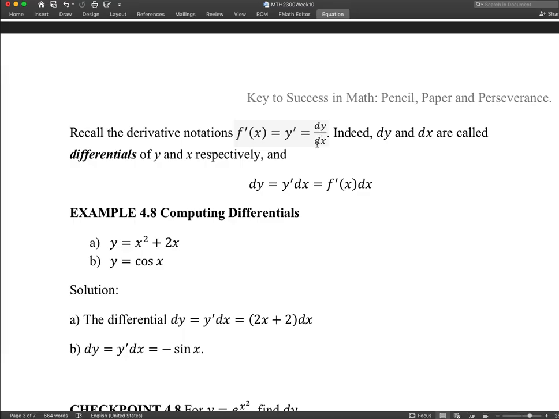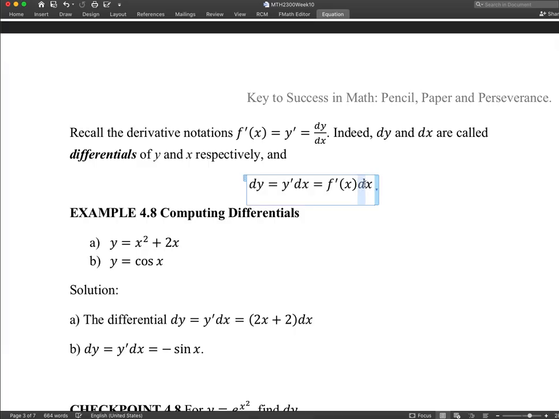So I want to tell you right now, dy and dx are indeed differentials. Certainly, dy is differential y, dx is differential x. Besides, those two differentials are related. Specifically, dy is y prime times dx, where y is a function of x and y prime is the derivative function. Okay, dy is the derivative function times dx.